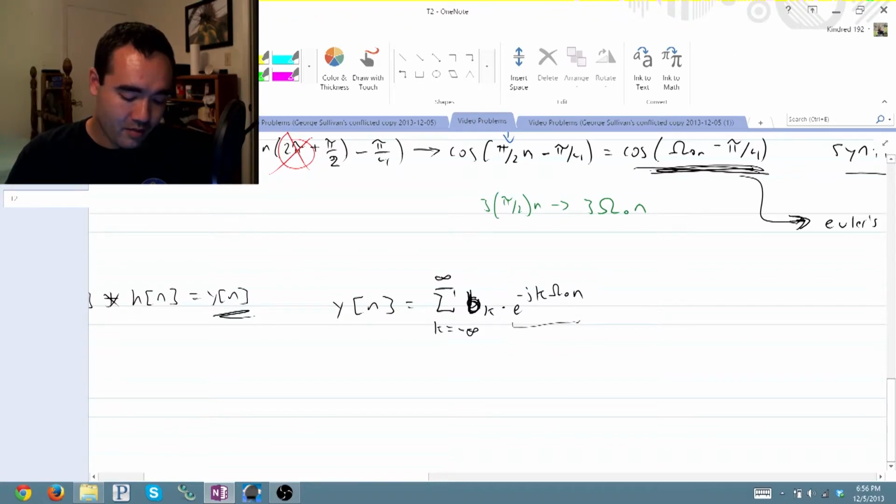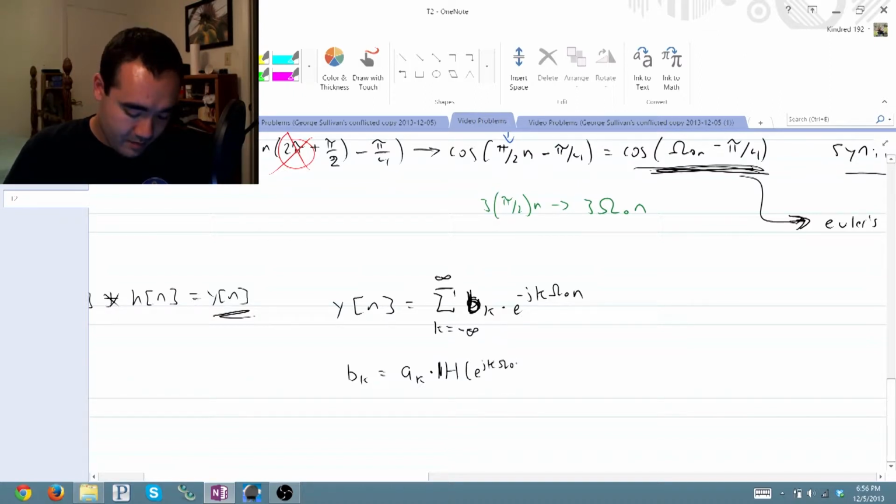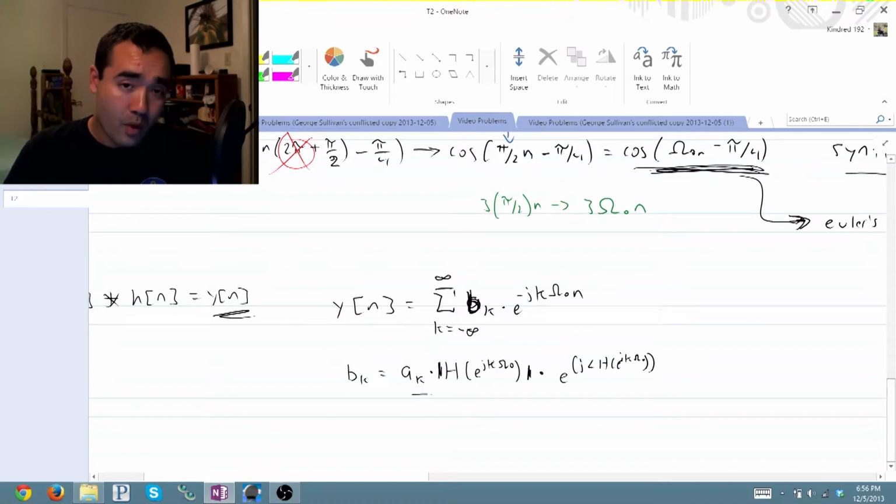So this is the same term that you saw as the answer to B. And so we're going to define b sub k as equal to our a sub k times some new value, which is the magnitude of h at e to the jk omega naught, times e to the j of the phase of h at e to the jk omega naught. So, what does this mean? Well, a of k is pretty self-explanatory.